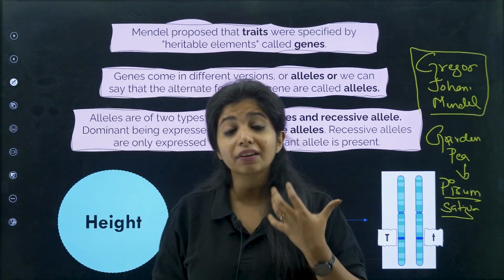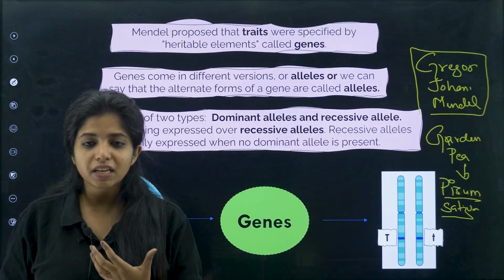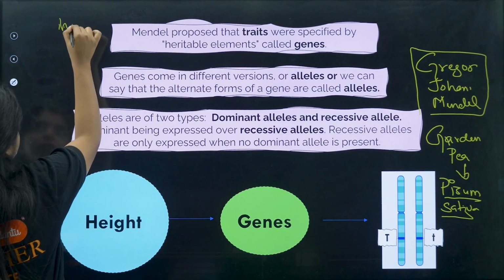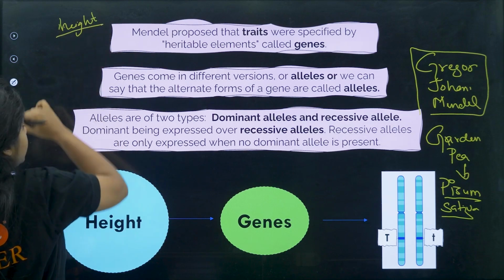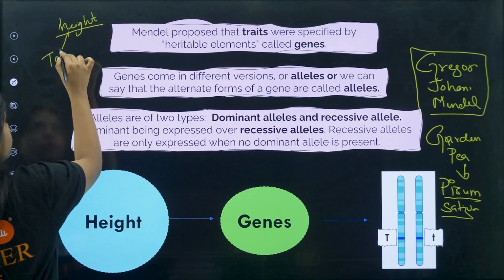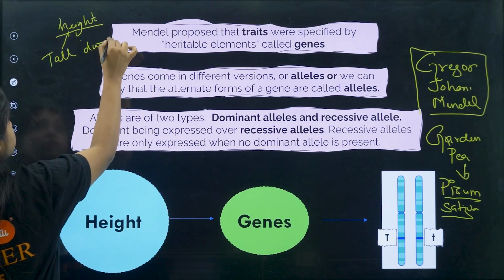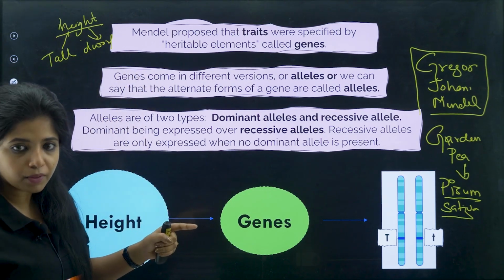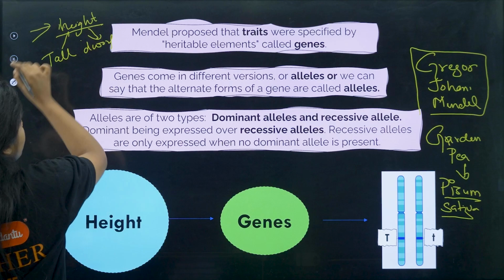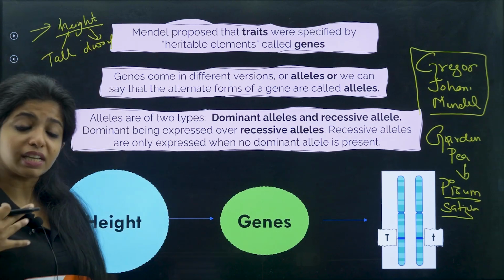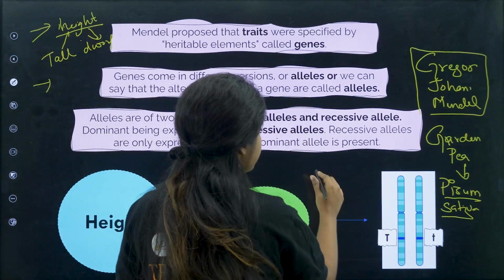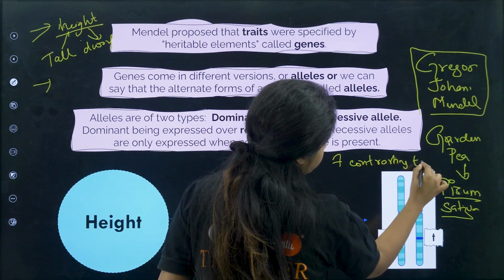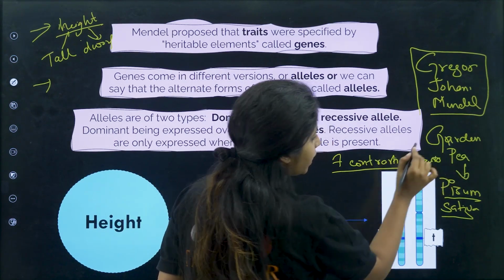Apart from that, they had 7 contrasting traits. What do I mean by 7 contrasting traits? For example, if I'm talking about height, there are 2 different types of plants: one tall, the other dwarf. This is the exact opposite, so I can clearly distinguish between them. Similarly, they had 7 such characters: height, seed shape, seed color, pod color, and so on. That is why he chose the garden pea plants.